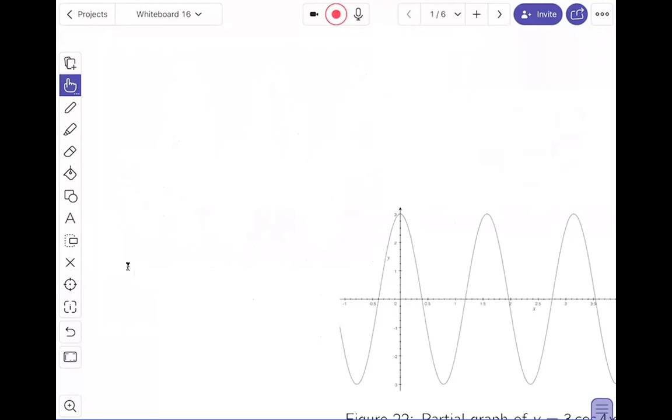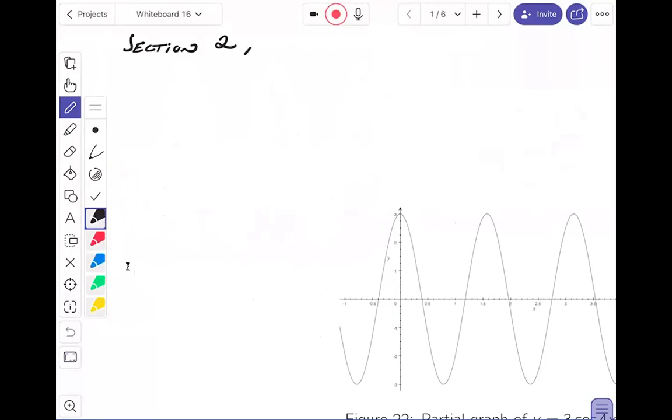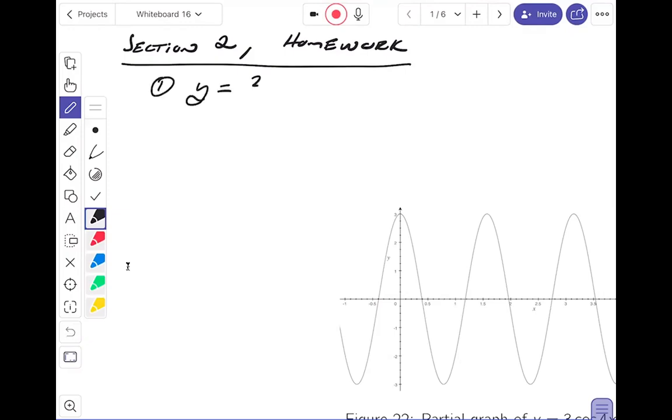We're in section 2 of the notes. These are the notes, and we're actually doing the homework. If you've followed along in lecture, this should just reinforce what we've done in lecture. That's all it's doing. So what they want me to do for number 1, this is in the homework, they want me to graph y equals 3 cosine 4x.